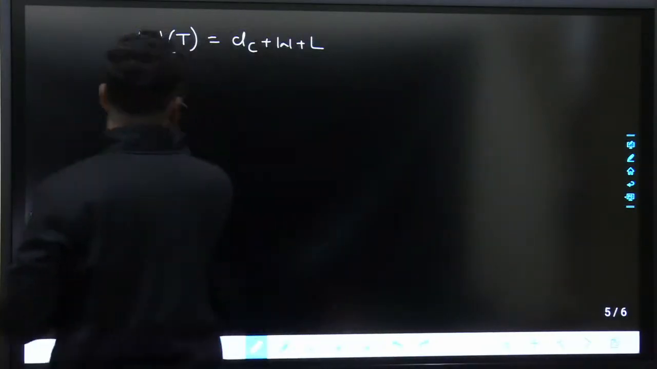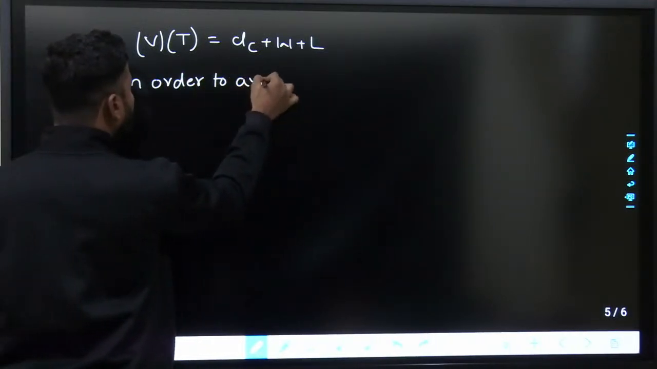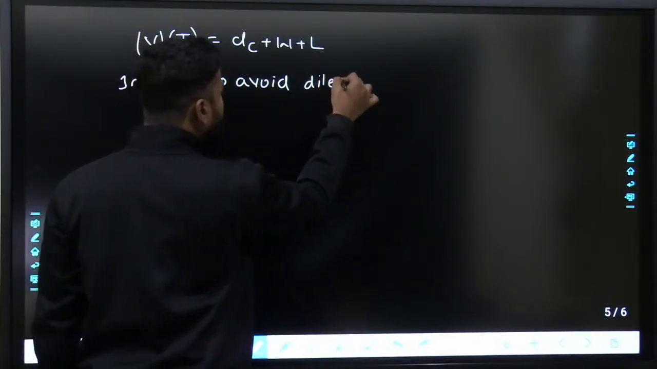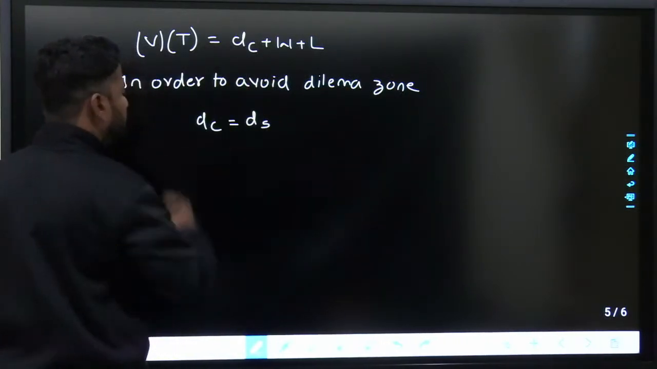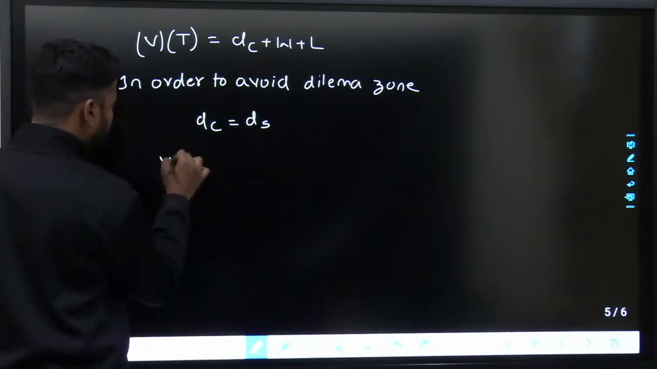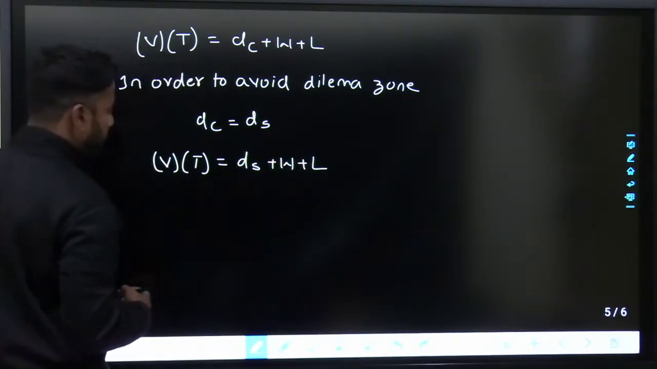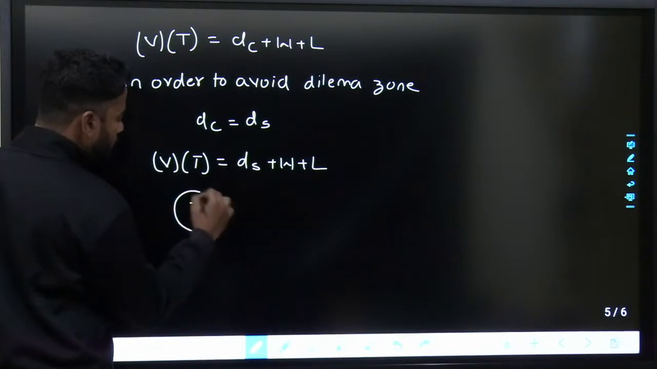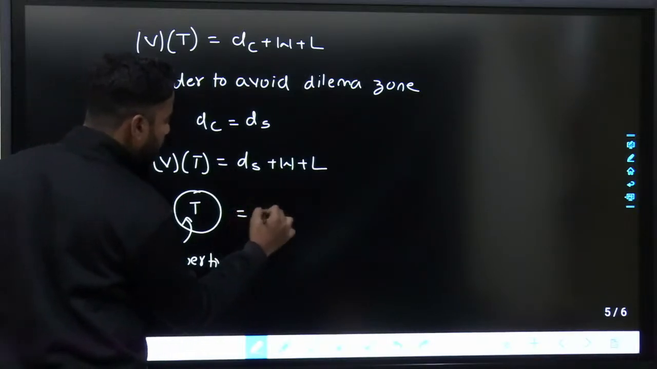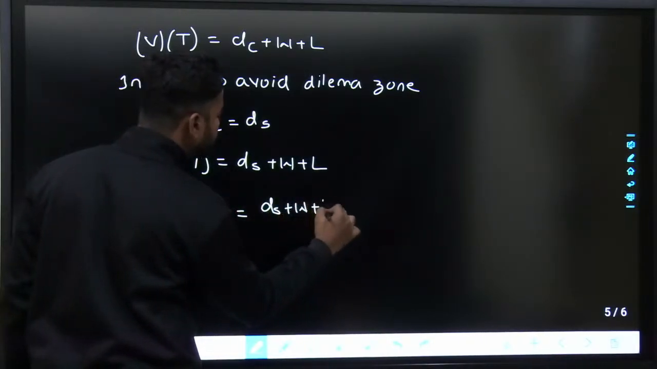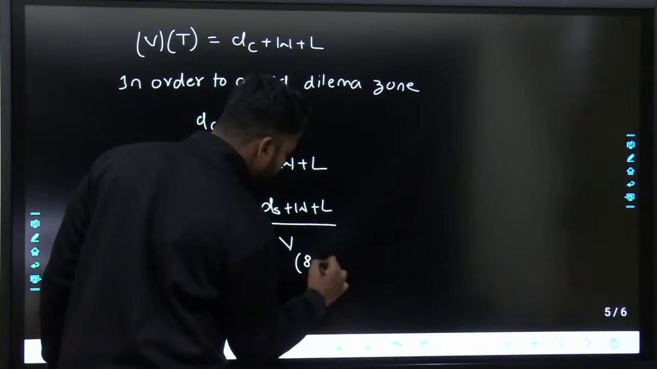So, in order to avoid dilemma zone, DC must be equal to DS. So, what you can write from here, V into t equals DS plus W plus L. Fine. From this, the amber time t is what? Amber time equals DS plus W plus L upon V. So, the speed generally we will take as 85th percentile speed.